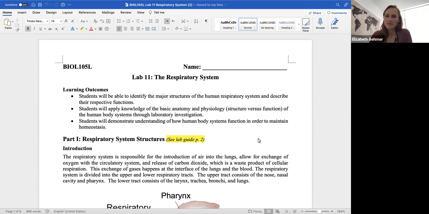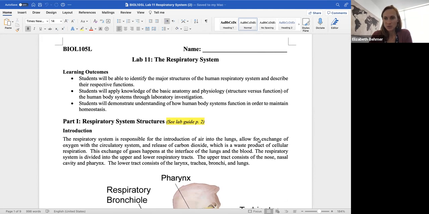This lab will be very self-explanatory. You'll use the lab guide as you're working through it, but the first couple parts you'll do on your own using lecture notes and other resources.